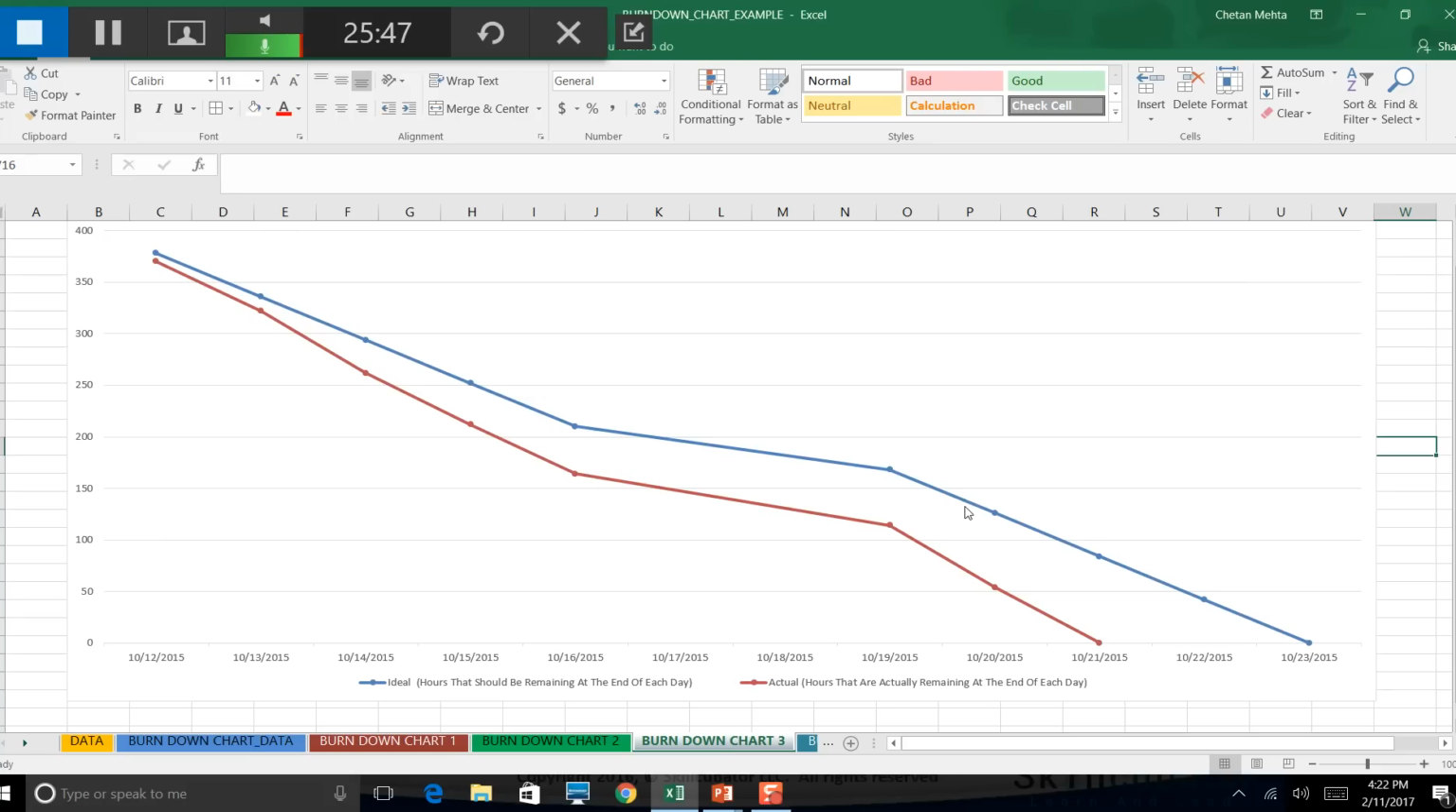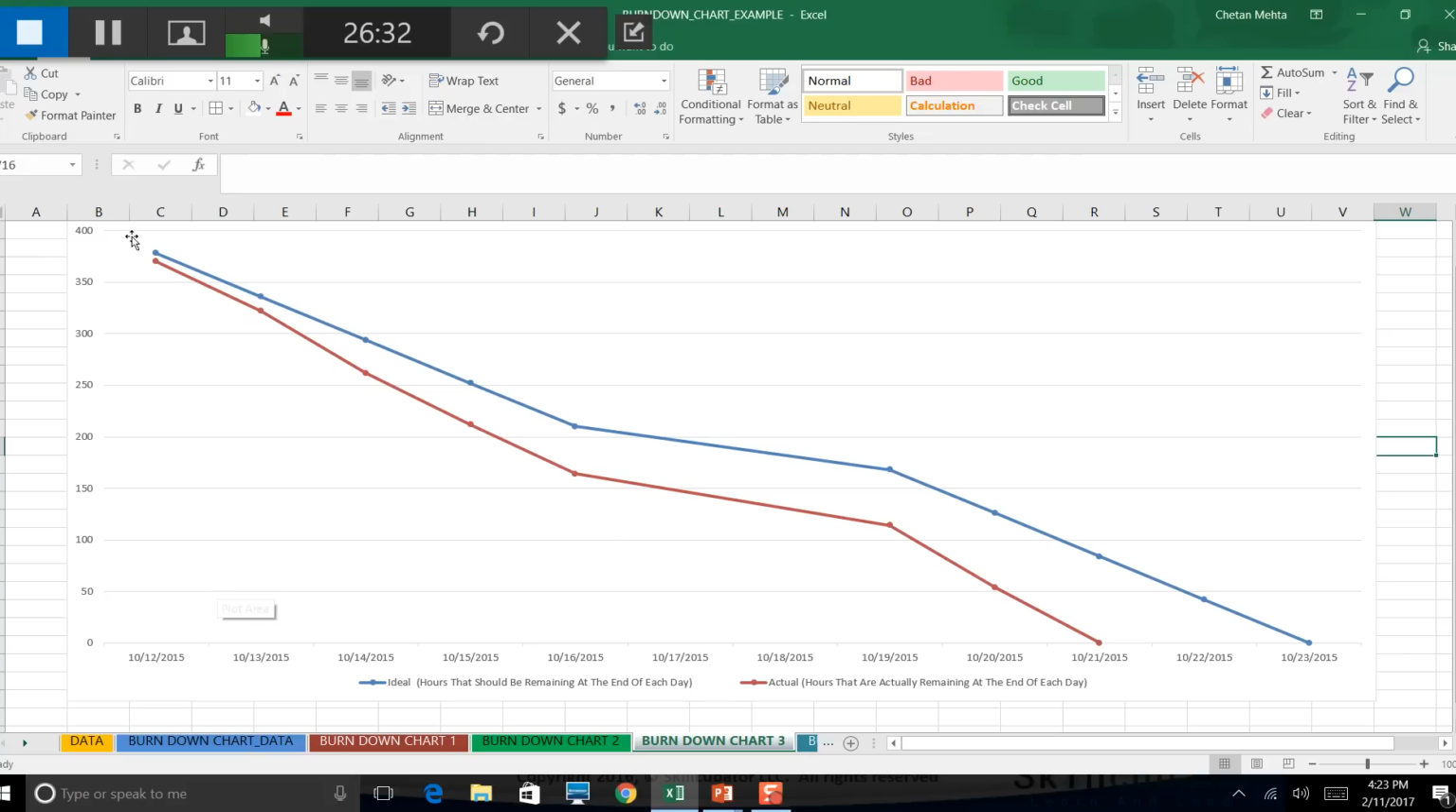Now let's take this case where we are saying that my actual burn down rate was higher than the ideal burn down rate. My ideal burn down rate is again my blue line, which is falling at a constant rate, 42 hours, and I was supposed to finish my sprint on 23rd. By 23rd, I should have burnt all my hours against all the subtasks. But because the team was so productive, highly efficient and effective, they were able to burn more hours every day.